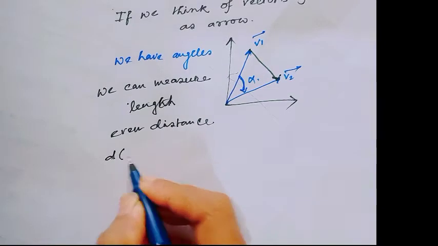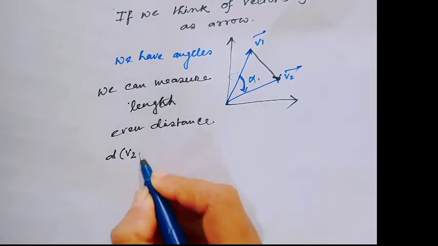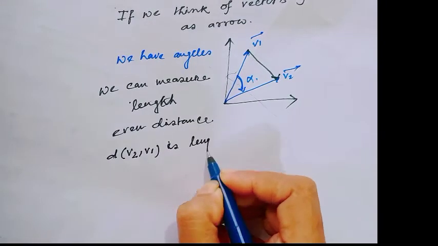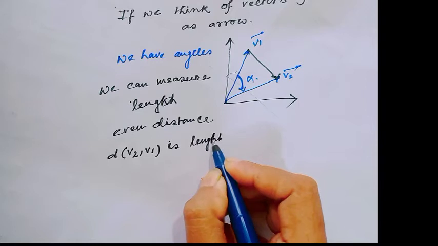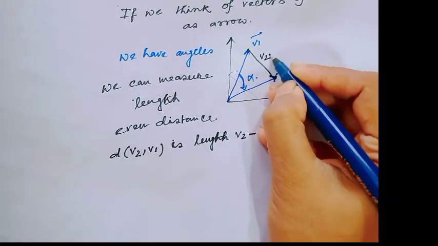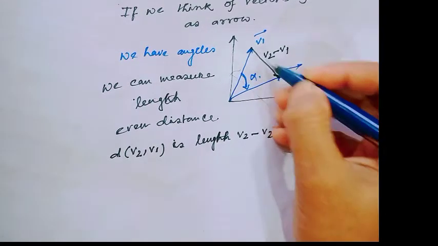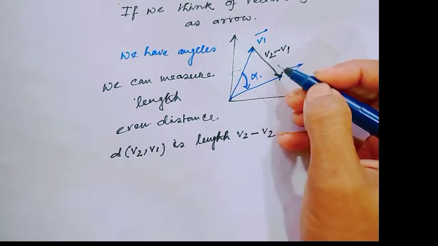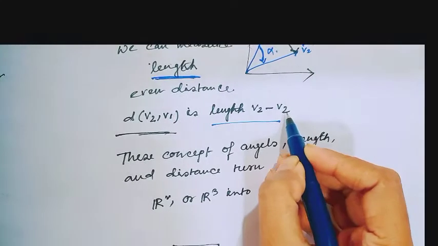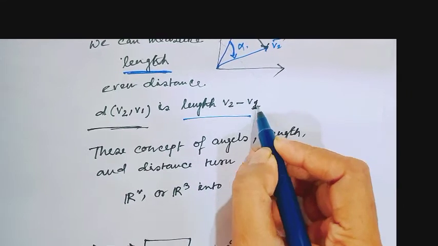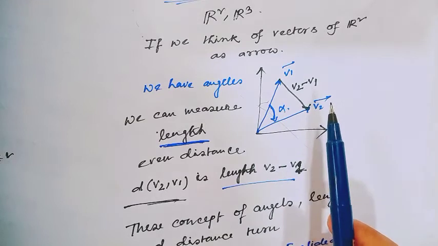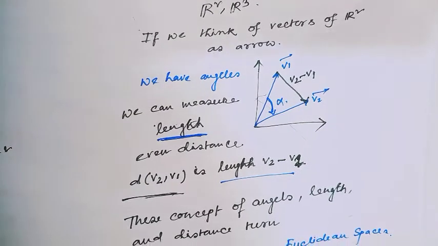And this distance is denoted as d(V2, V1), which is actually the length of V2 minus V1, which is this distance. We all know this is V2 minus V1, which is denoted as d. Sorry, here not V2, here it would be V1. This is the actual idea of inner product, norm and metric space of a vector space.